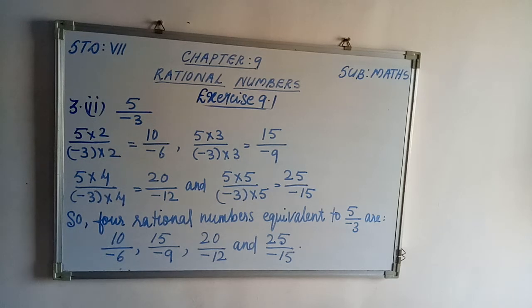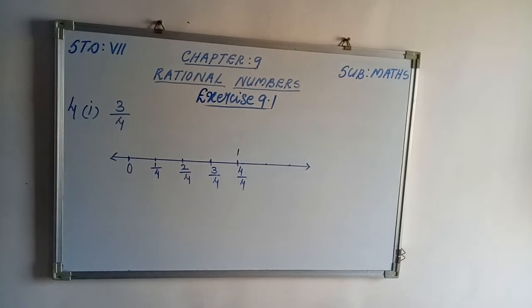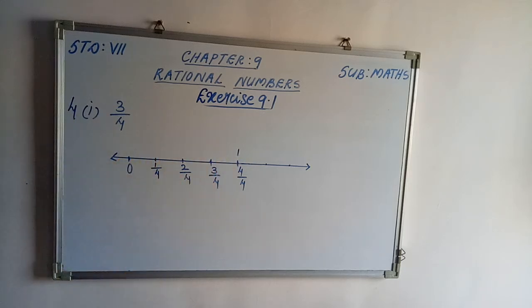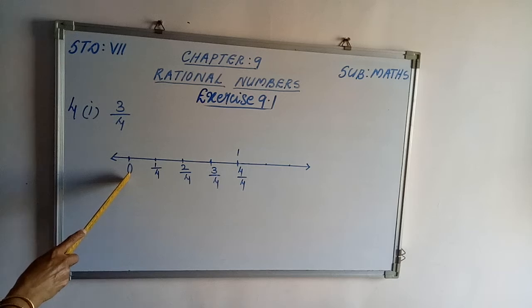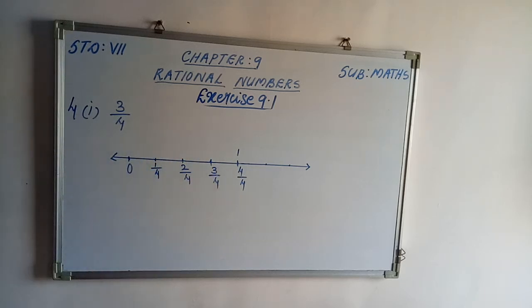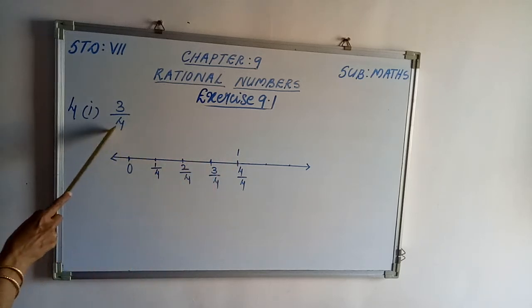What is question 4? Draw the number line and represent the following rational numbers on it. You have to represent the given rational numbers on a number line. For that, first of all, you have to draw a number line in your notebook. I'll show you. See the first one, 3 upon 4. I have drawn the number line there, starting from 0. Between 0 and 1, I divided it into 4 parts, as the denominator here is 4.